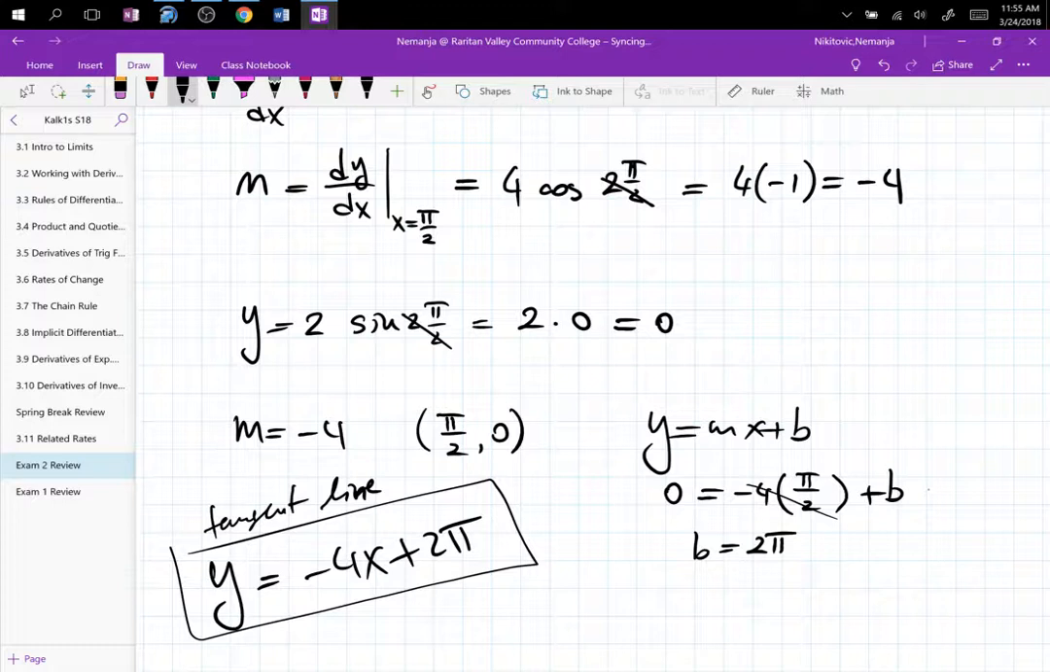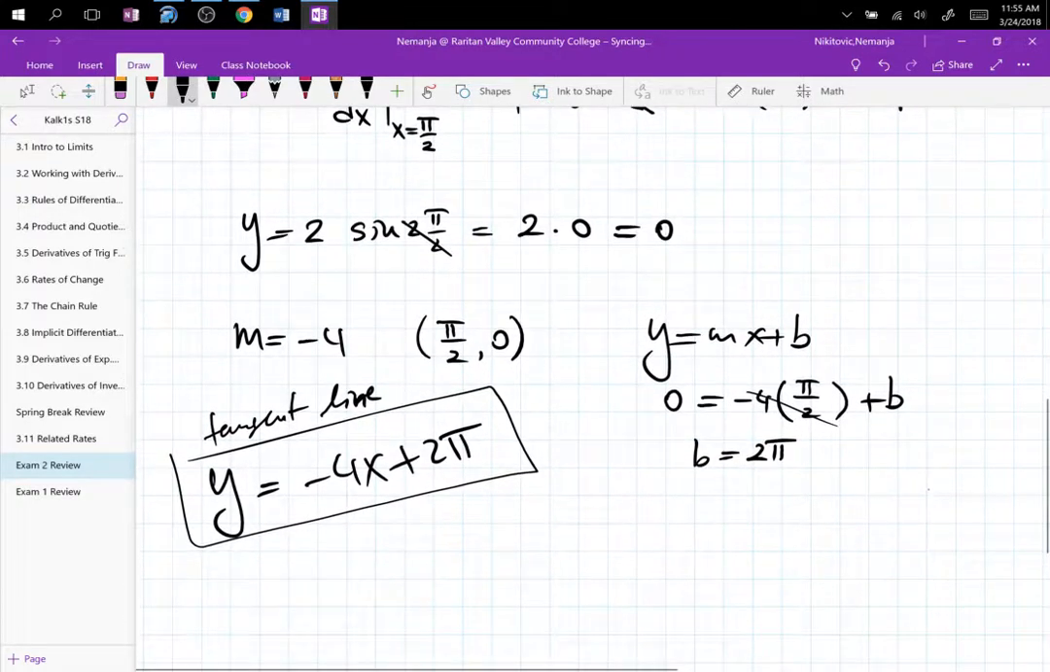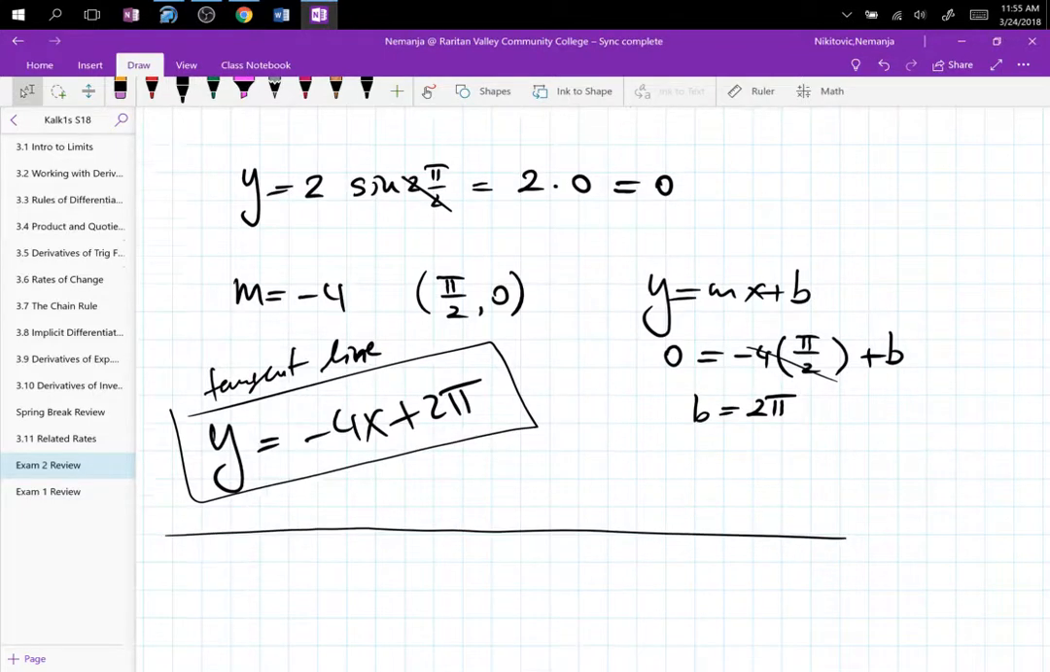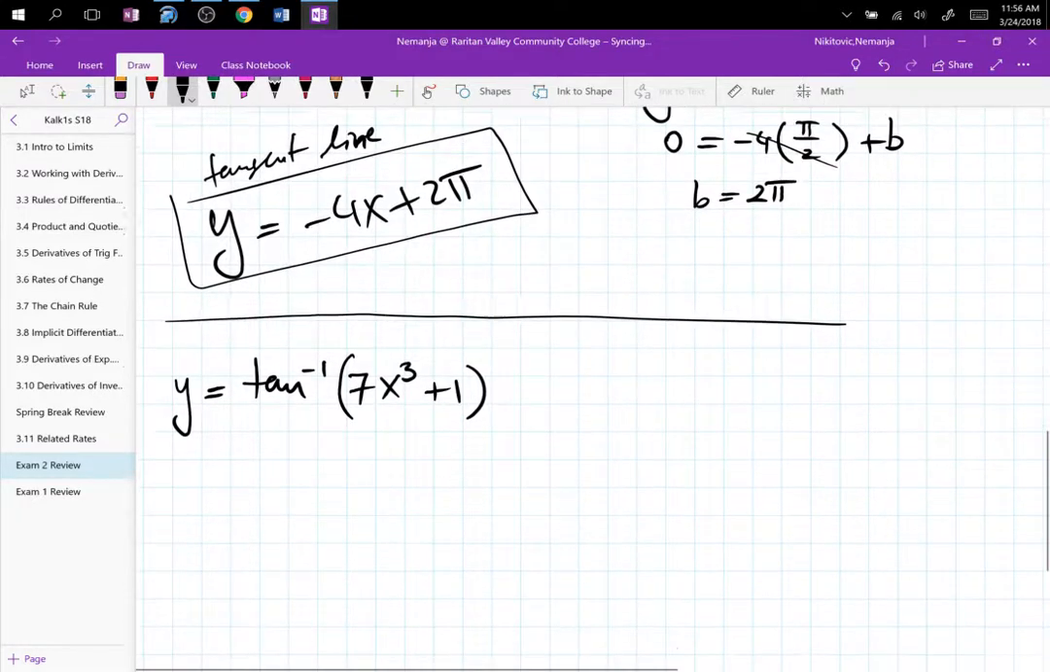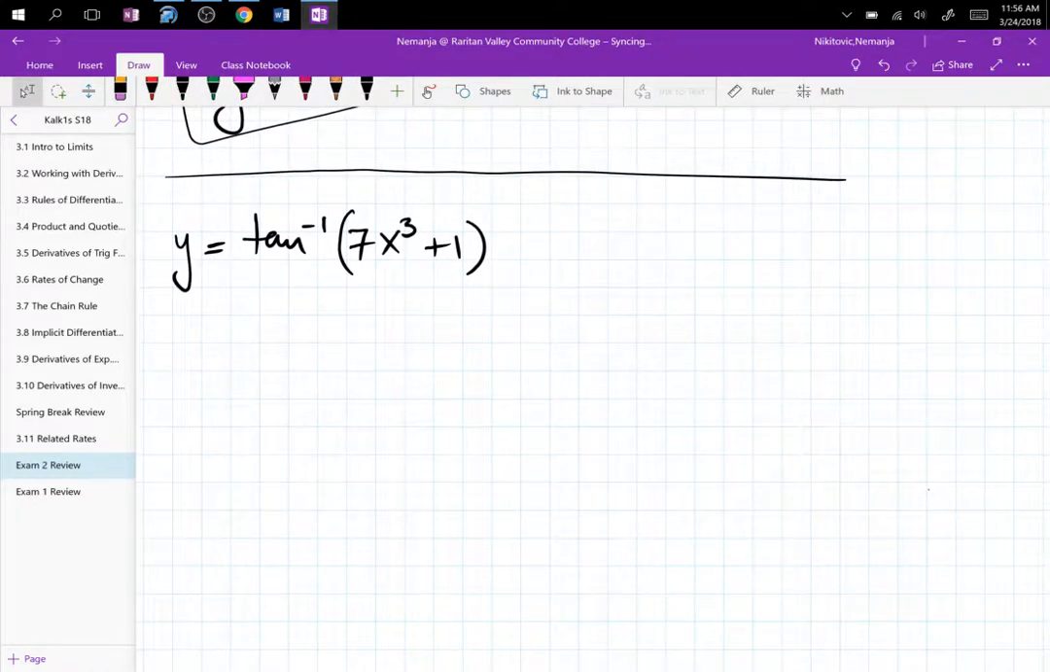Anyone else with any problem? Yes? Beautiful. Tangent inverse of? Now plus 1 is included like that? Yep. Excellent. Tangent inverse.